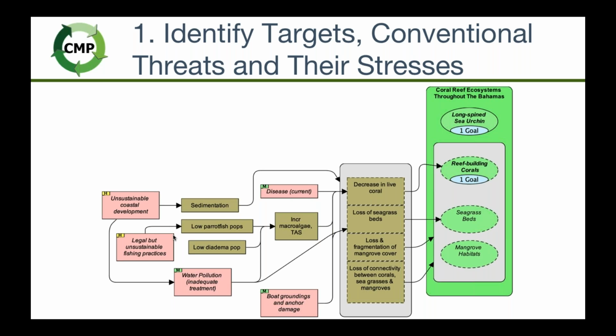So fishing and selling parrotfish for consumption then causes an increase in macroalgae. And the low diadema, which is the scientific name for the long-spined sea urchin, also causes an increase in macroalgae. So the sea urchin population has been affected by disease. So this is the stuff that's happening in this area without climate change. So lots of stuff happening, you know, a bunch of different direct threats, a bunch of stresses.